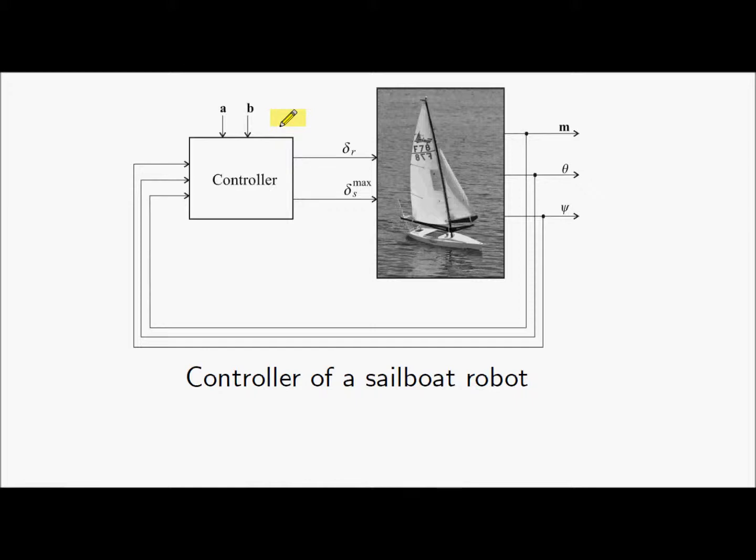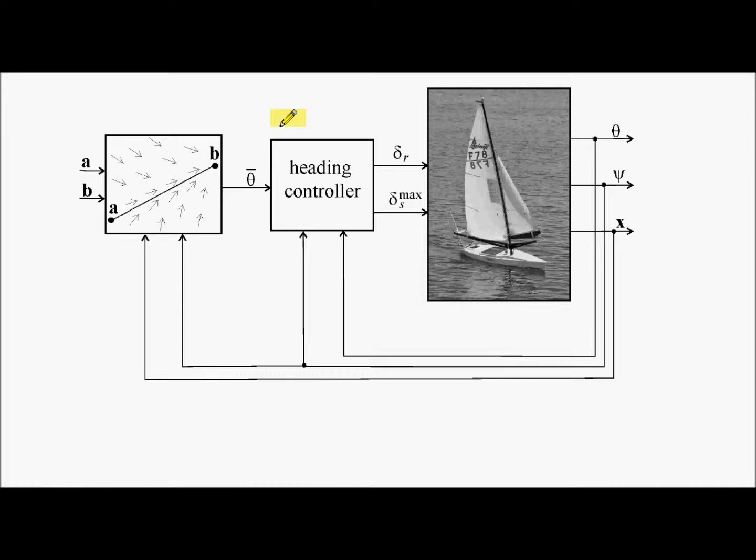So the controller will be decomposed into two controllers. The first is the inner loop, or the heading controller, which controls directly the inputs, the angle of the rudder and the length of the main sheet, with respect to a desired direction, theta bar. So it is the direction where I want to go. And this direction is computed using a vector field method. So that's what I will try to explain now.